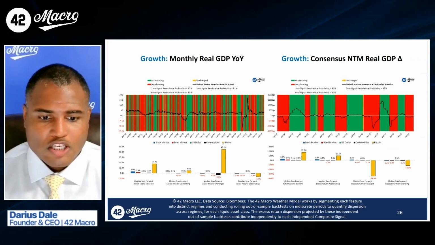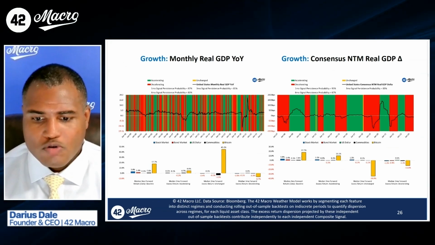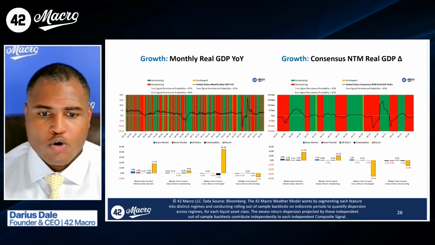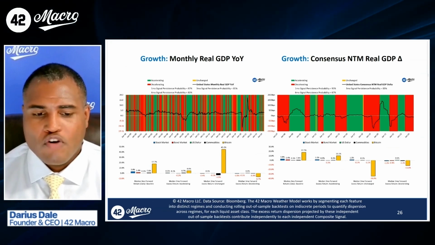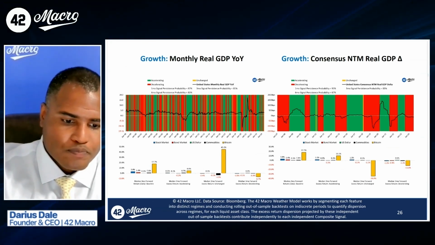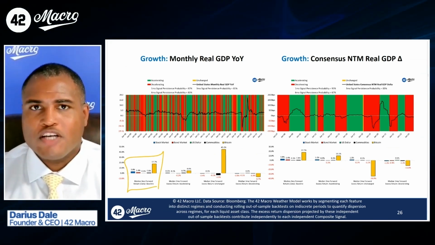So skipping ahead, in terms of how this model works, the macro weather model is a regime segmentation model that projects a unit of excess return dispersion into those composite signals in order to generate those rolling 3-month forward projections. And how the model actually works, we'll pick on real GDP as an example. What it first does is calculate the rolling 3-month forward baseline for each asset class.